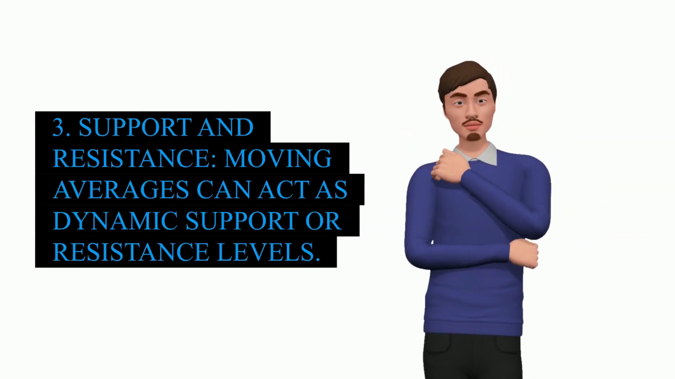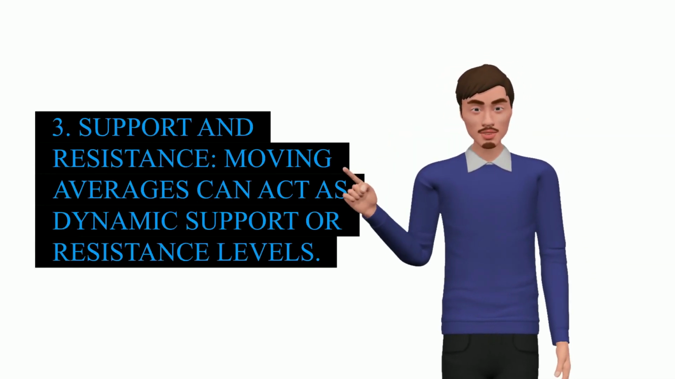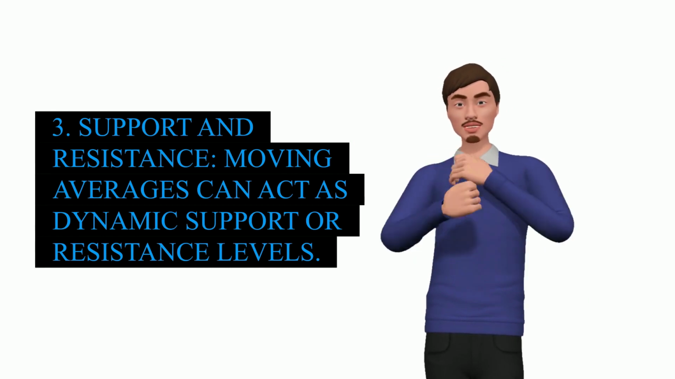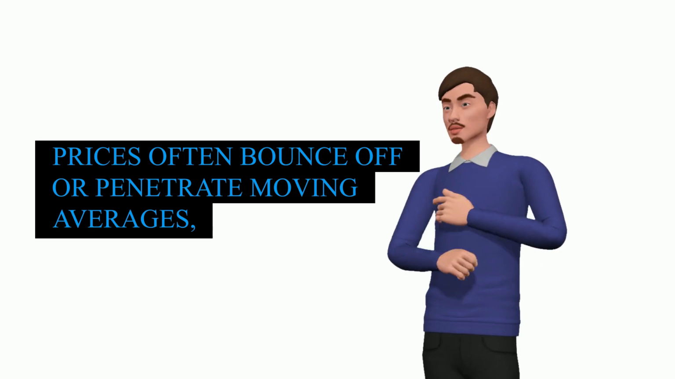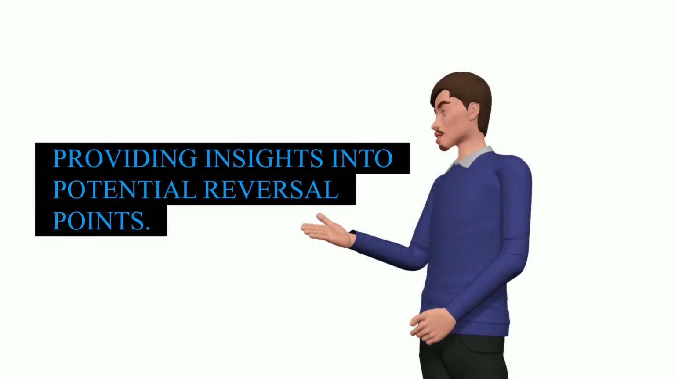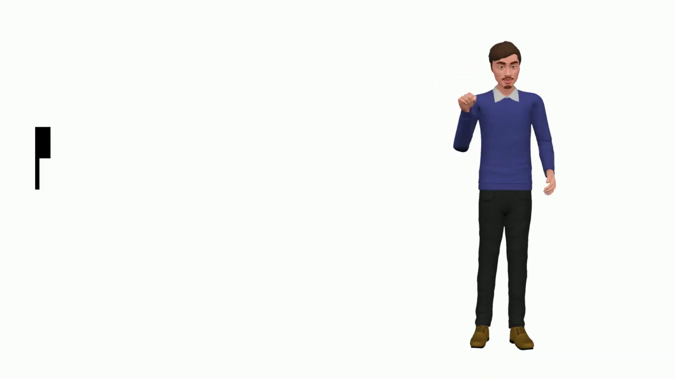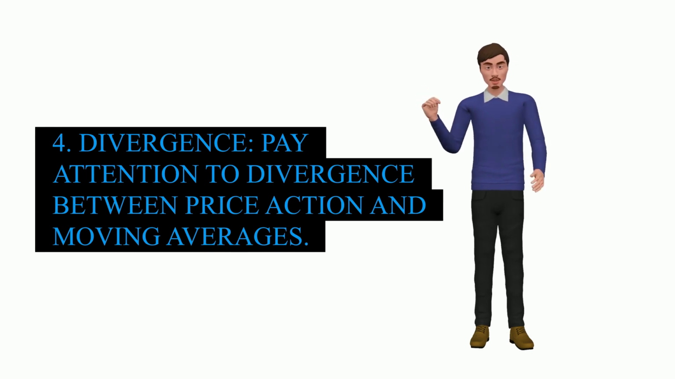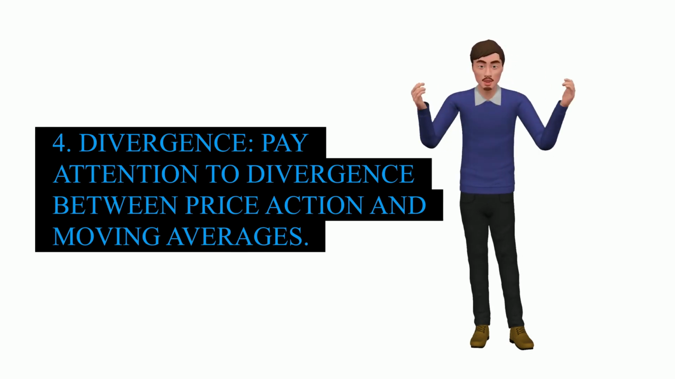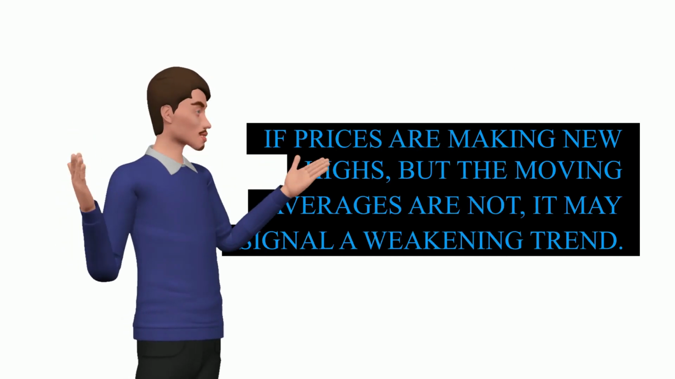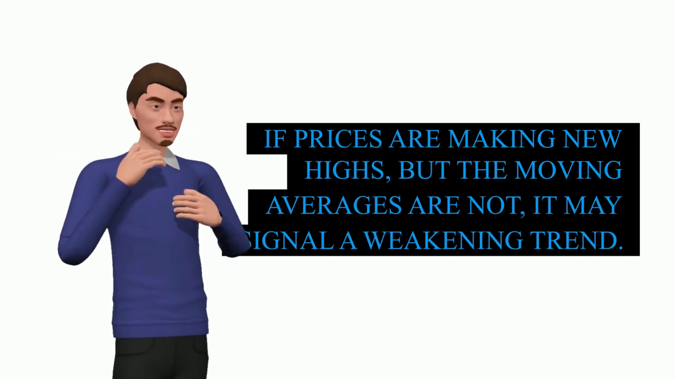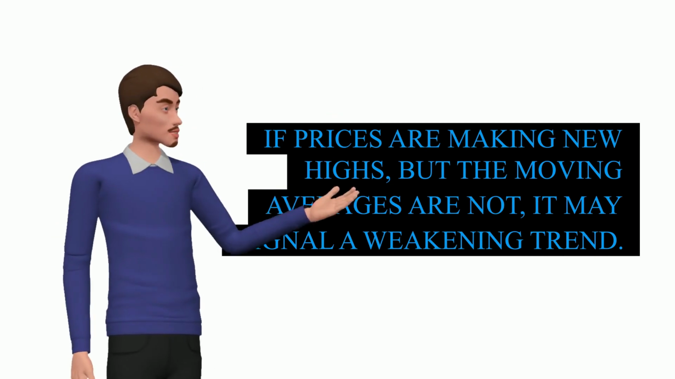3. Support and resistance. Moving averages can act as dynamic support or resistance levels. Prices often bounce off or penetrate moving averages, providing insights into potential reversal points. 4. Divergence. Pay attention to divergence between price action and moving averages. If prices are making new highs, but the moving averages are not, it may signal a weakening trend.